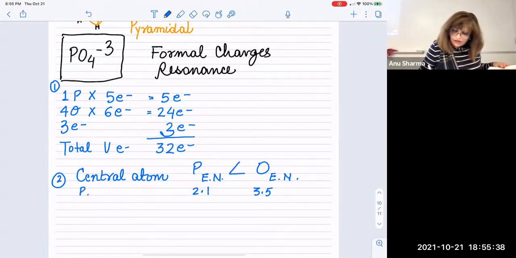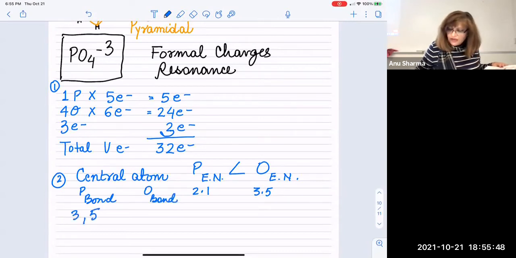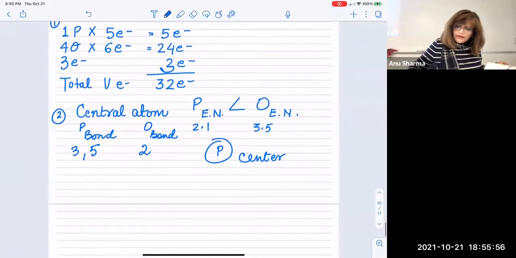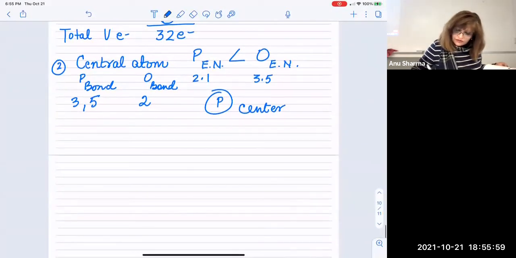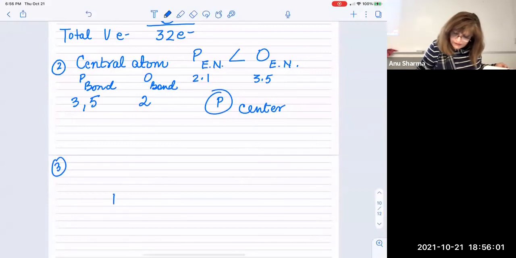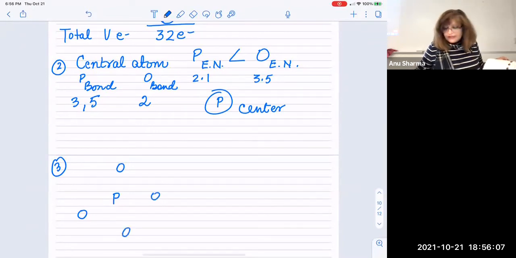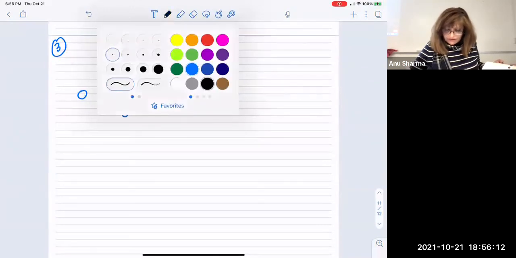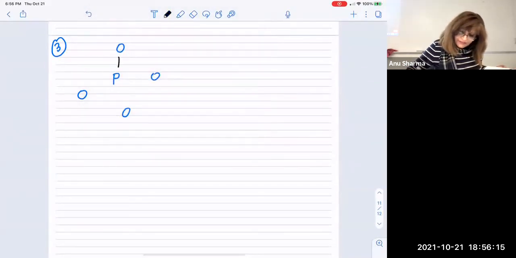So that's phosphorus. Besides that, oxygen makes only 2 bonds, whereas phosphorus will make 3 and 5 bonds, and oxygen can only make 2 bonds. Okay, so phosphorus is in the center. It's very important you follow this. Next you put the phosphorus in the middle and you connect the oxygens. See how I'm putting them not at 90 degrees, but like the tetrahedral.